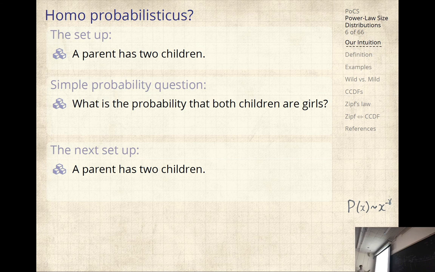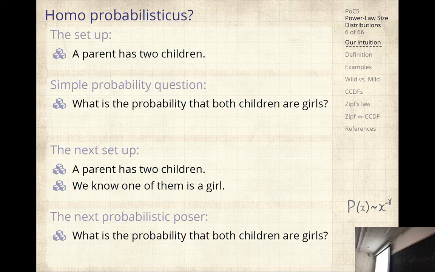So all right, we're going to do this again. We have a parent who has two children, and we know one of them is a girl. So we're going to change the question. We know one of them is a girl, right? What's the probability that both children are girls?